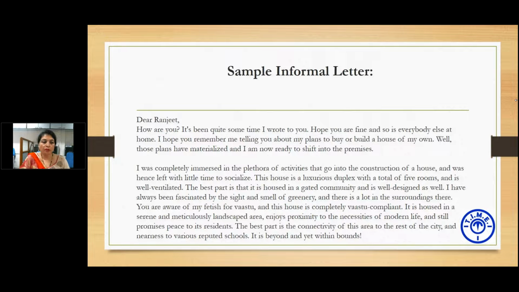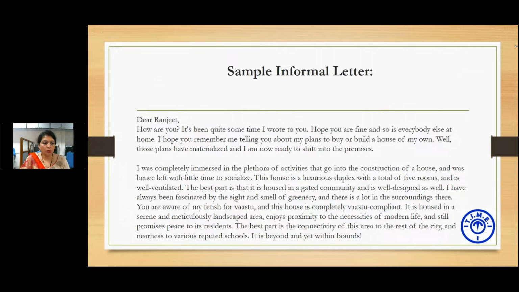You are aware of my fetish for Vastu, and this house is completely Vastu compliant. Now, why we change the paragraph, although this person is still describing the house and its layout, is because in the first paragraph, the piece of information is something else, and then in the second paragraph, it moves to something else. It's about Vastu. So there is a slight change in the information, so we change the paragraph.